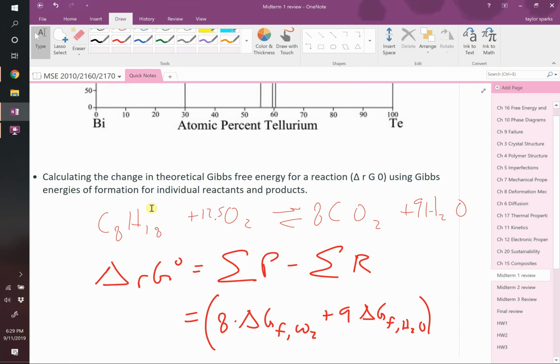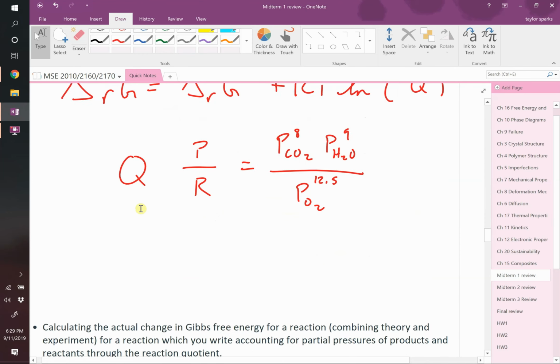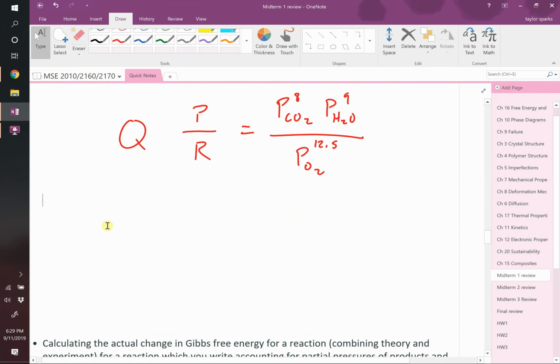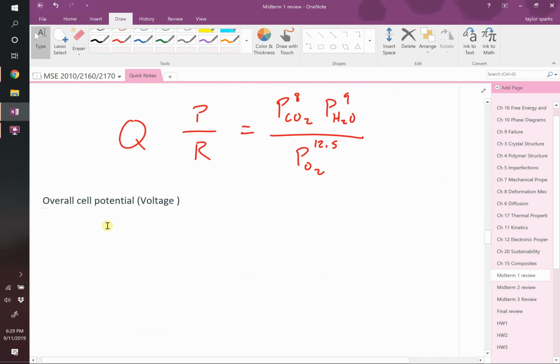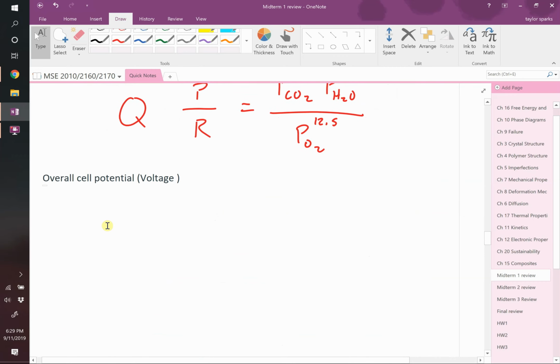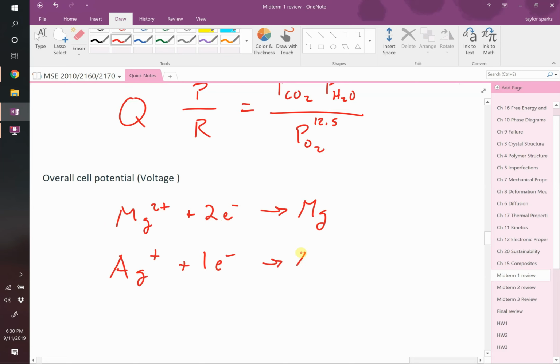Sure. Yeah, the voltage. I'm going to call it overall cell potential. If you've got 2 reactions, a reduction and an oxidation, let's assume some crazy battery. Let's assume that you've got magnesium 2 plus plus 2 electrons, giving you magnesium metal, right? And then you've got silver plus 1 electron, giving you silver metal.